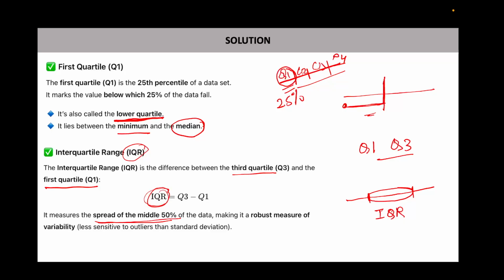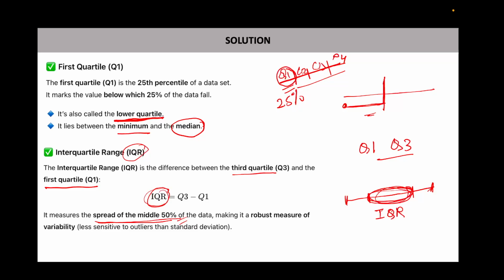See, this is your data which is ranging from here to here, and this is the middle portion. The middle 50% portion of your data will be considered under the IQR value, which is making the measurement of your variability more robust. So it is a measure of telling how much variation your data has, and it is very less sensitive to outliers as compared to standard deviation.